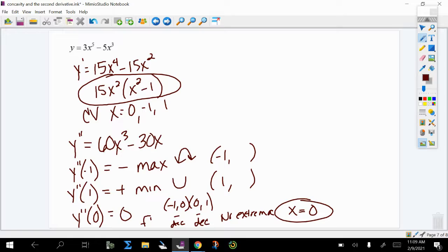Let's go back to the original function to get my full coordinates here. If I put negative 1 in, I'm going to get negative 3 plus 5, so that's 2. So that's my maximum. And if I put 1 in, I get 3 minus 5, which is negative 2, and that is my minimum. This one, if you're wondering, like, what in the world does this look like?